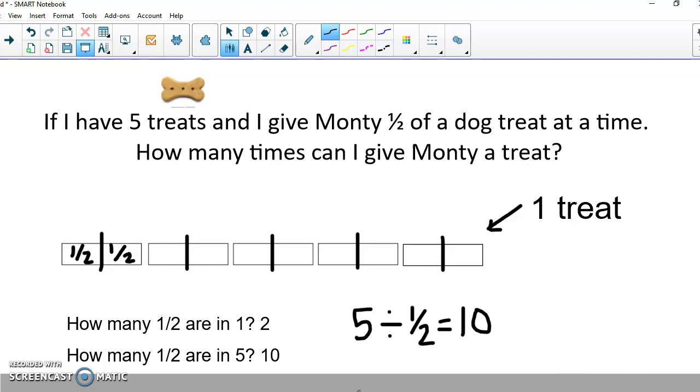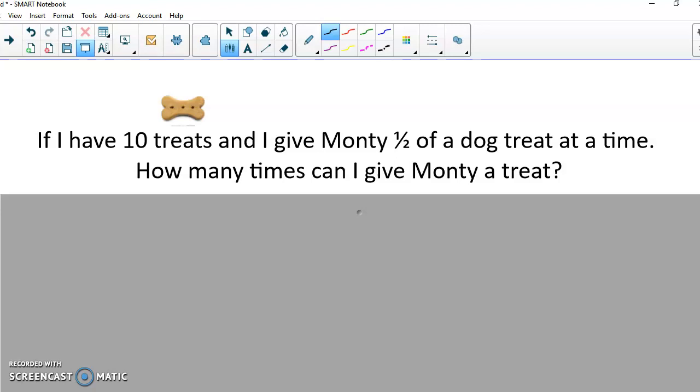Okay. Second question. Now imagine that I don't have 5 treats, I actually have 10 treats, and I give Monty half of a dog treat at a time. How many times can I give Monty a treat? So again, I want you to pause. I want you to think, what do I know? What can I draw with labels? And then think, what does this picture tell me?